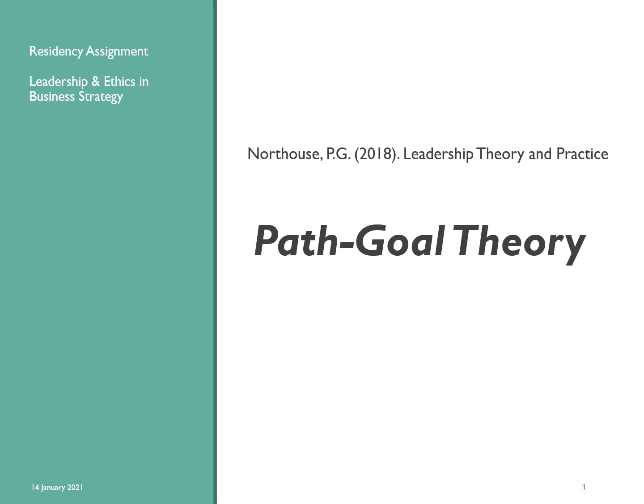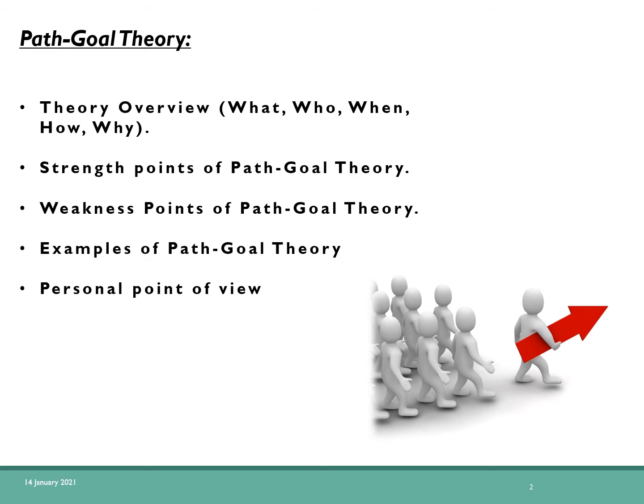In this presentation, we are going to summarize chapter 6 of Northouse's book, Leadership: Theory and Practice, which is about path-goal theory. The main points highlighted are an overview of the theory. We are going to answer the following questions: what, who, when, how, and why. As well, we will talk about the strengths and weaknesses of the theory. At the end, we will take a real-life example of path-goal theory, then my personal point of view about this theory.